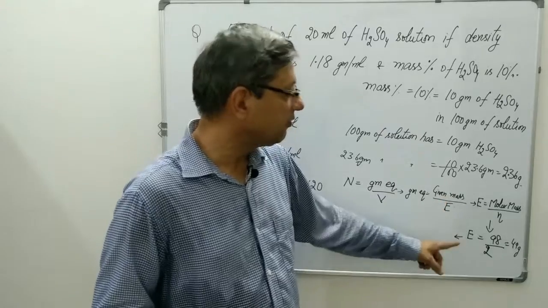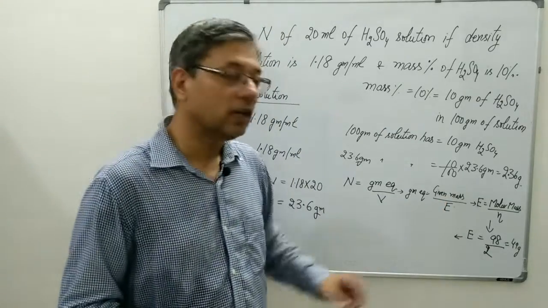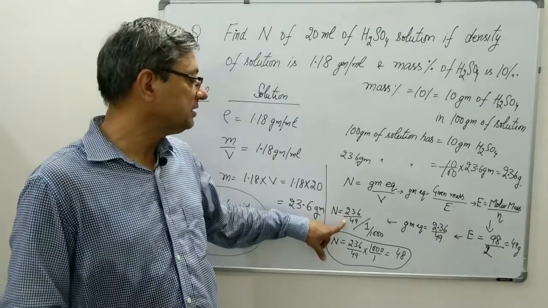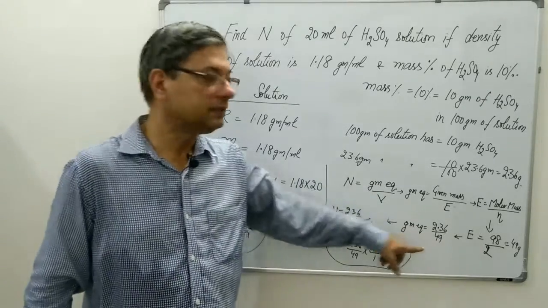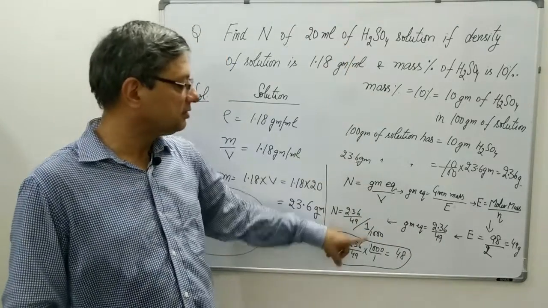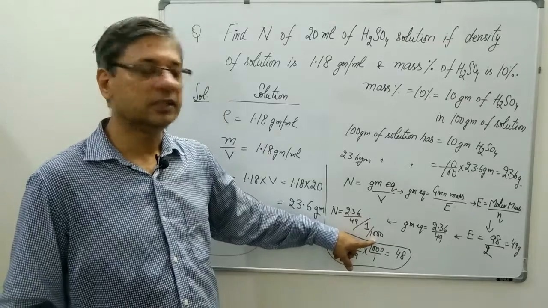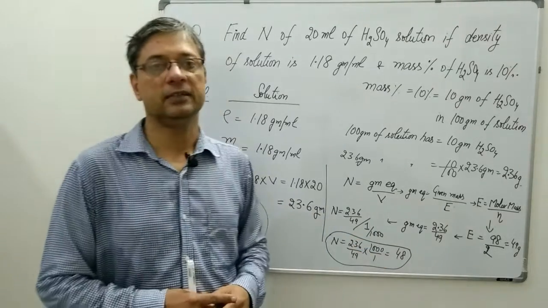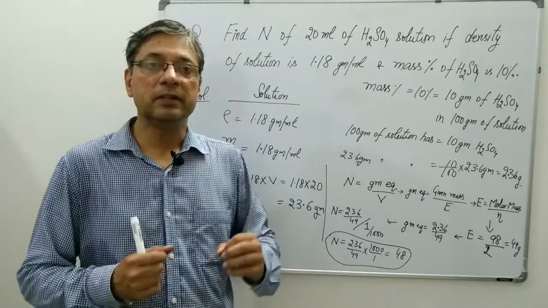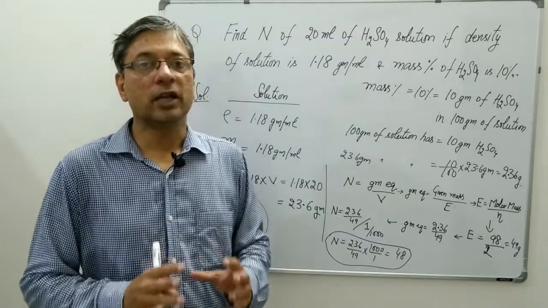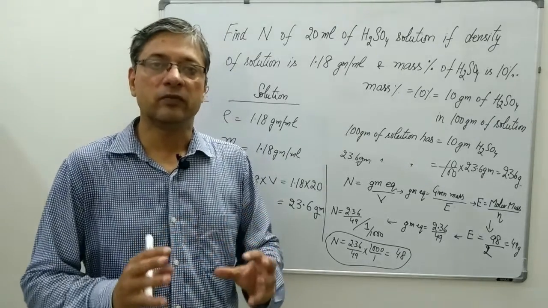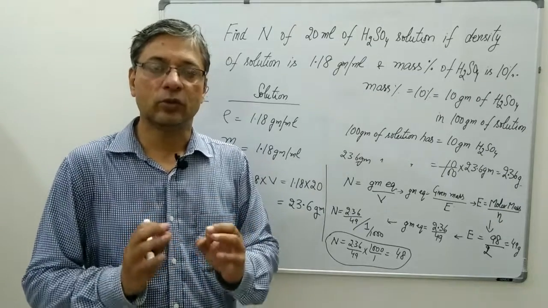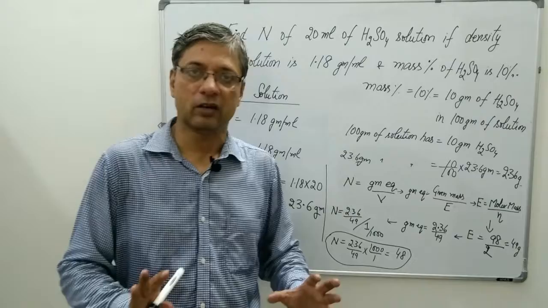Putting given mass and equivalent mass, we can calculate the gram equivalents. Calculating normality, 2.36 upon 49, that is gram equivalents. Volume was in milliliters, therefore I have converted into liters, 1 upon 1000, and by solving, N comes out to be 48. Next, we will be deriving a formula for calculating the normality of the resulting solution after mixing the two solutions having different normalities.